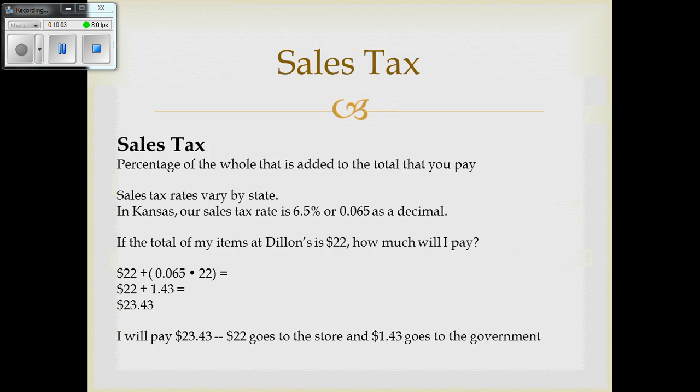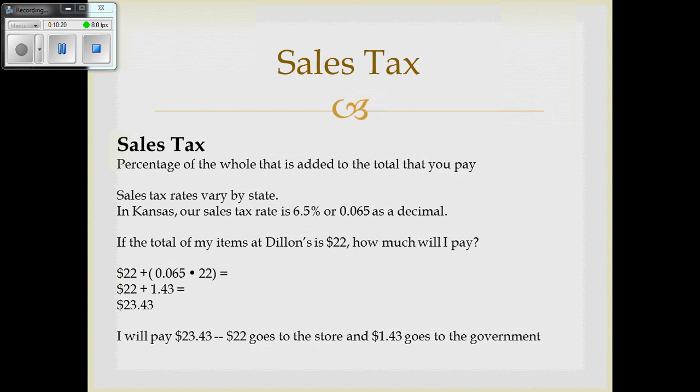Sales tax is a percentage of the whole that is added to the total that you pay. Sales tax rates vary by state. In Kansas, our sales tax rate is 6.5% or 0.065 as a decimal.